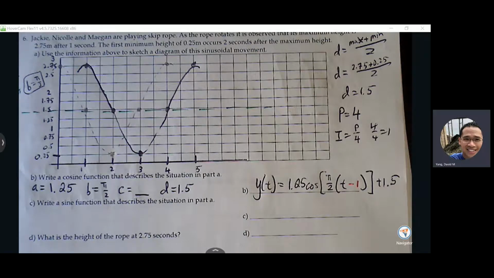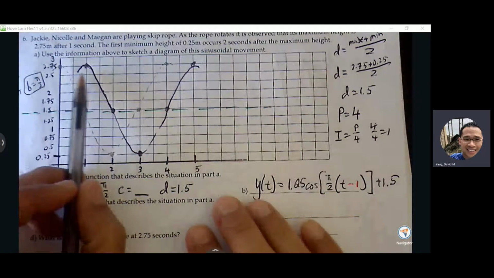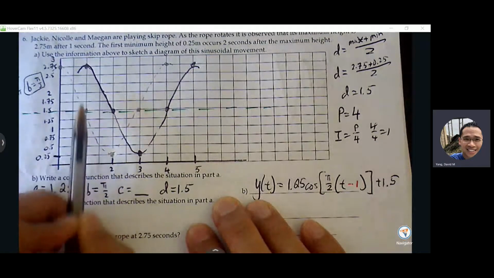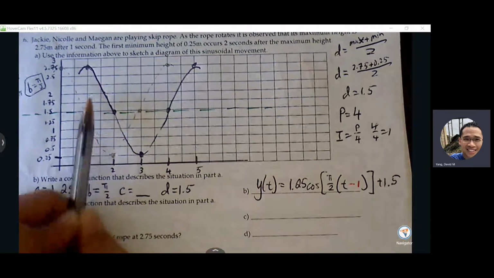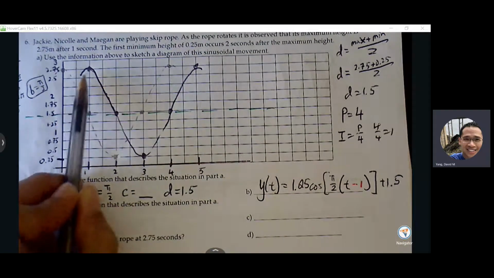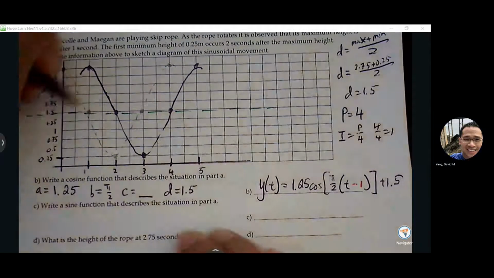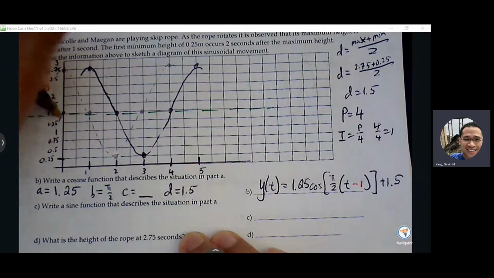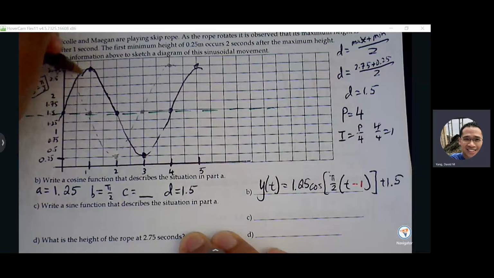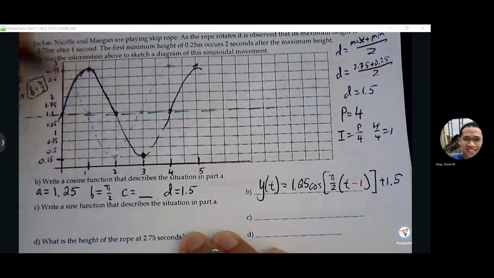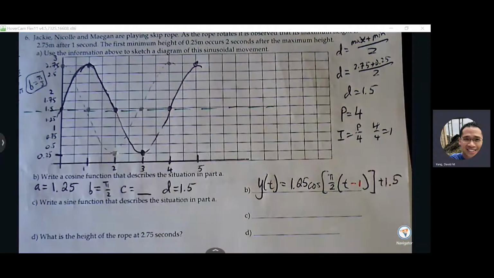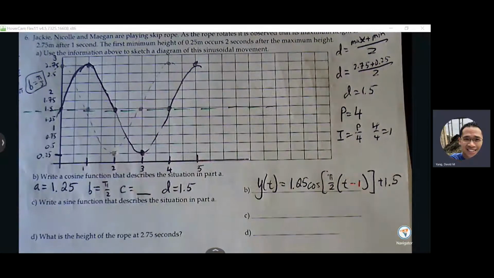Now it says write a sine function. What if I follow this graph to where it's supposed to go? Because if I go back one second, where is this graph going to be? It would be at the midline, right? So is this graph a shifted sine graph, or is this a nice sine graph without any shift? It's a sine graph, right? So we're already showing a sine graph.